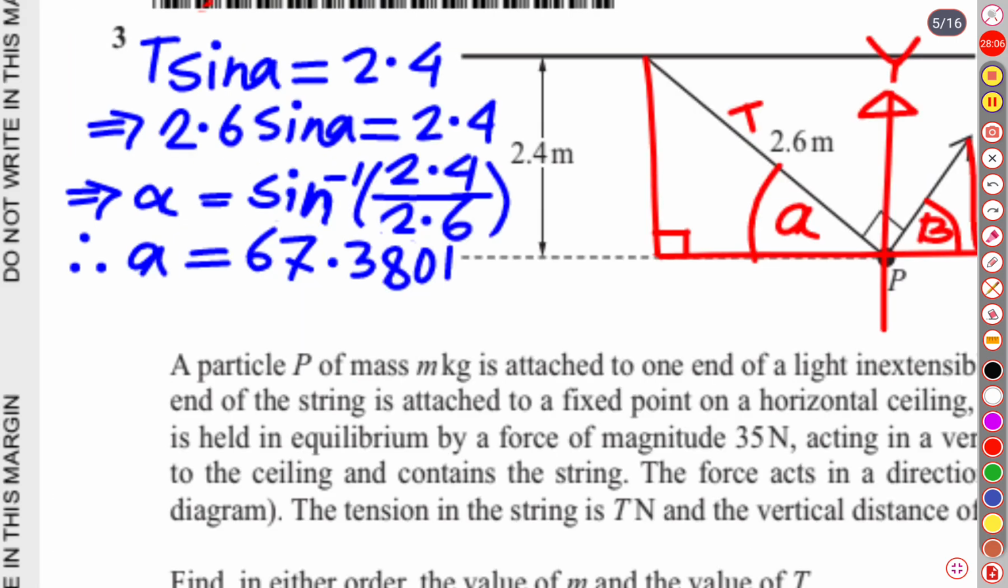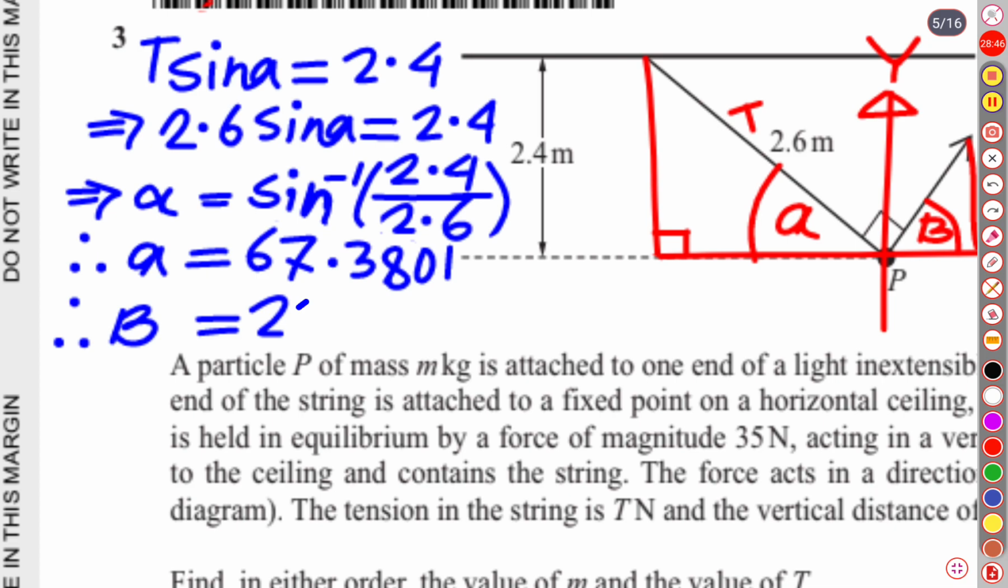I have taken some more digits after the decimal, more than necessary, because to get a more accurate answer we can write some more digits after the decimal. Then if alpha is 67.38, beta is going to be, look at this, total is 180. The middle angle is a right angle. So from 90 if we subtract 67.3801, the rest is our beta.